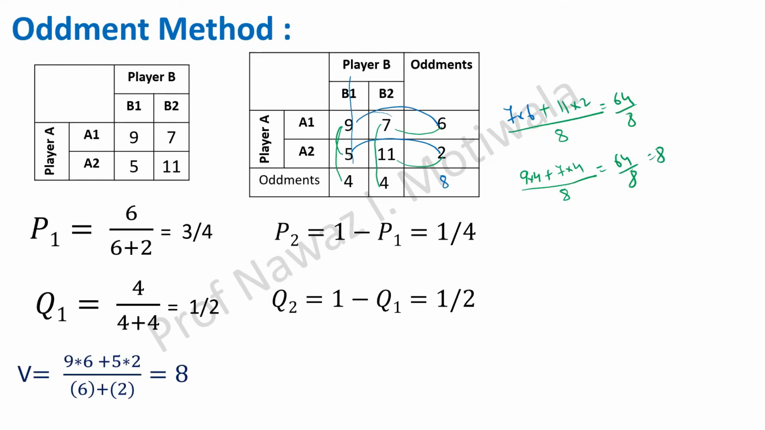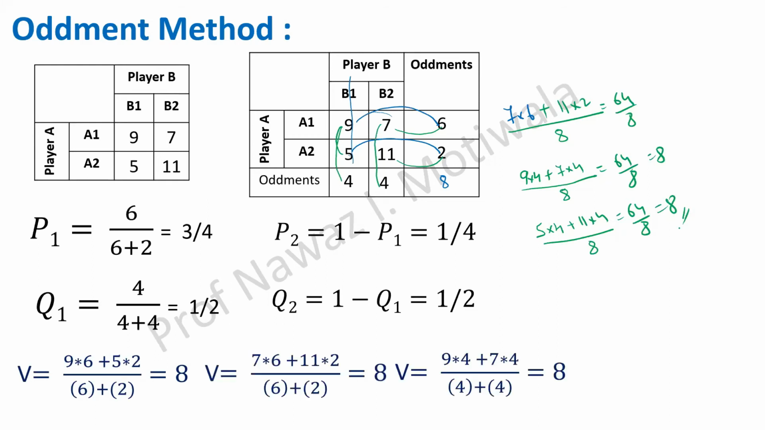Yes, sir. And what will the fourth formula be? You tell me, what can the fourth be? 5 into 4 plus 11 into 4, divided by the total number of games, 8. So again you can see you will get the answer as 64 by 8, and again the answer is 8. So the value of the game can be found out by any one of the 4 logical methods. You can take any one. So I have given the example of all 4.